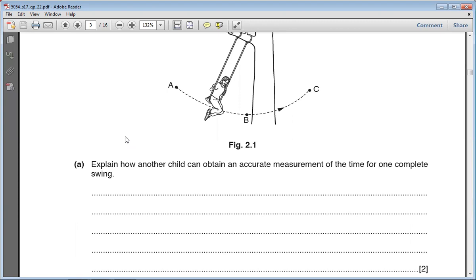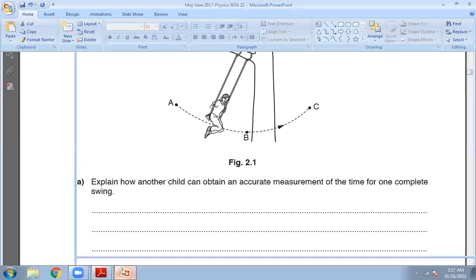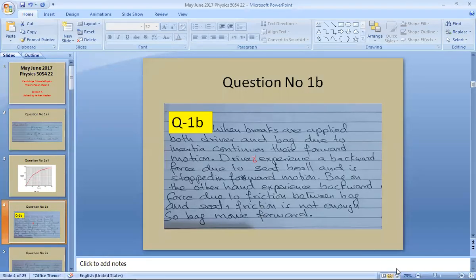So it's a 2-mark question. Hopefully you understand. And we can also do another good thing, that we can put some mark on the ground to locate the position of this mean position. On the ground, put some kind of mark. Okay, so let me show you my answer.